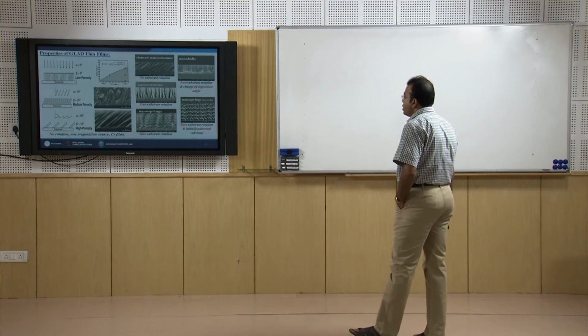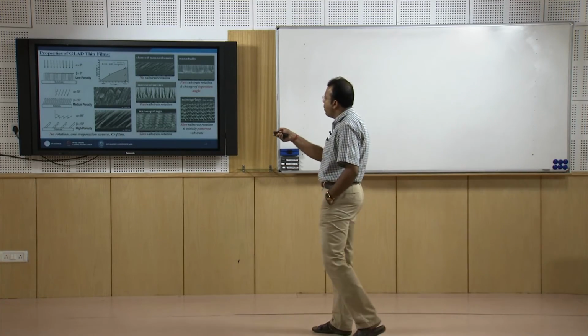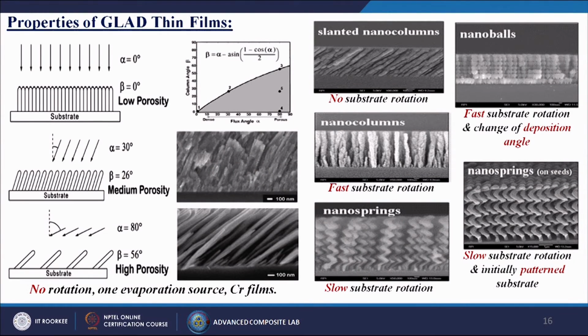So, properties of the GLAD thin films. Generally we have that substrate, and we can make it perpendicular also, where alpha equals 0 degree and beta will be 0 degree. From this particular figure you are getting this kind of thing. So, we are making the nano balls, the slanted nano columns, then this type of nano columns. Not only that, we are making the nano springs, some kind of spiral shapes over there. Sometimes we are doing certain kinds of nano springs on seats. So, all of these have a different angle of deposition.